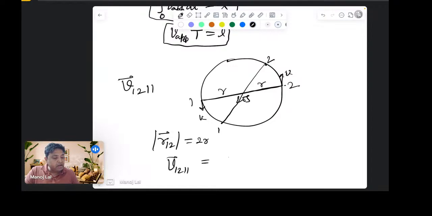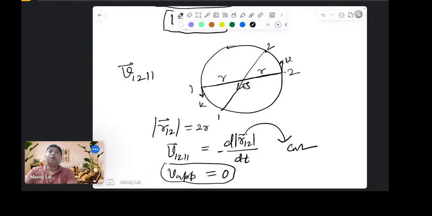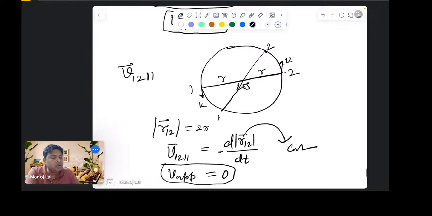That will be dR12 by dt, with a minus sign. Yes or no? And then this is constant. So this is equal to 0. So velocity of approach is what? 0. No velocity of approach. Only there is a velocity of 1 with respect to 2. Even I can say, yes, this is u. One moment. This is u and this is u, right?